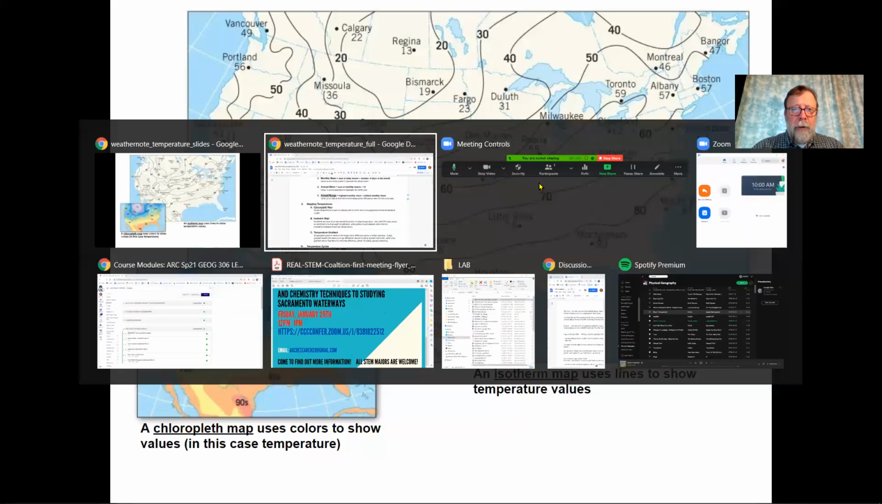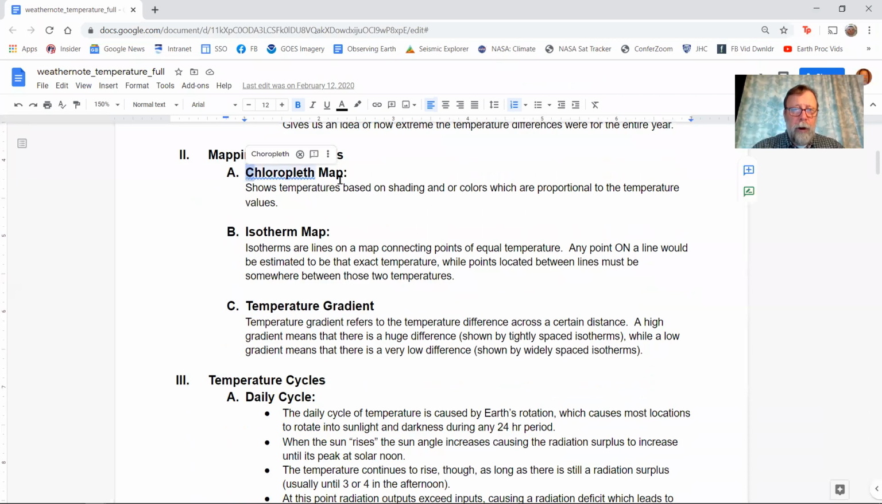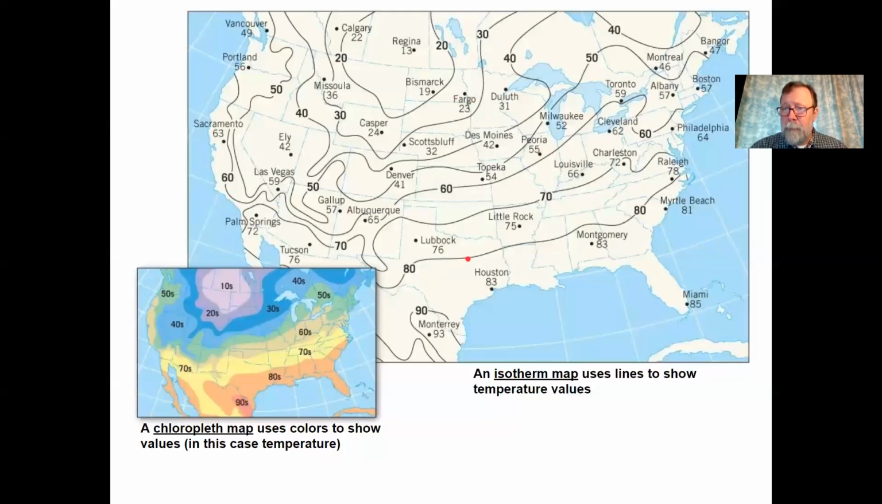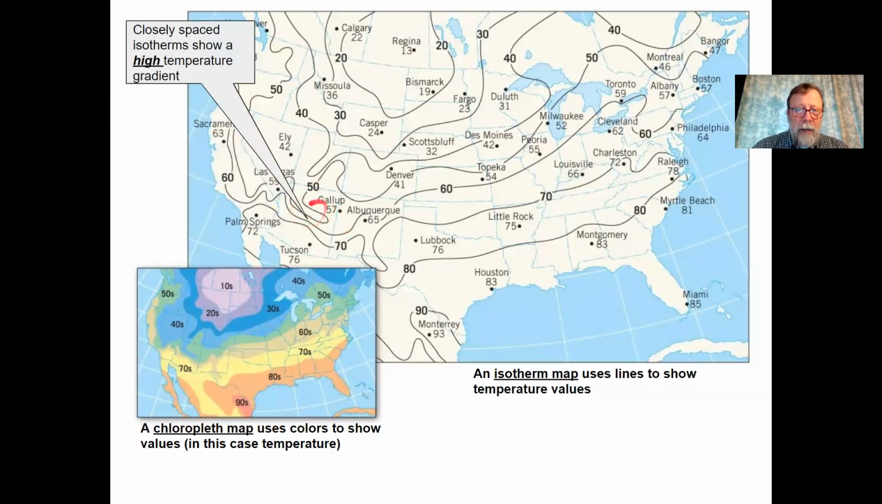So one of the other things that I want to bring up with regard to choropleth maps and isotherm maps is the idea of a temperature gradient. And gradient just means, in science, it often means change over time. It can also mean change over distance. So in this case, we're looking at a map, we're talking about amount of change over distance. And what we do is we look at how closely the lines are spaced together. So in this case over here, the lines are incredibly closely spaced together. That's a 10-degree change every time you jump from one line to another.